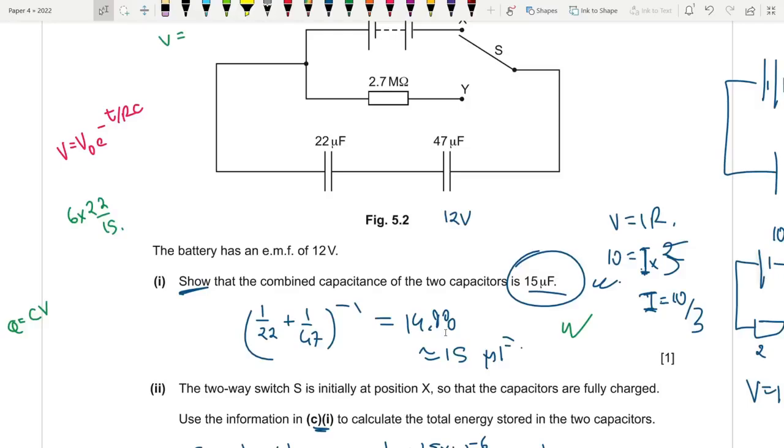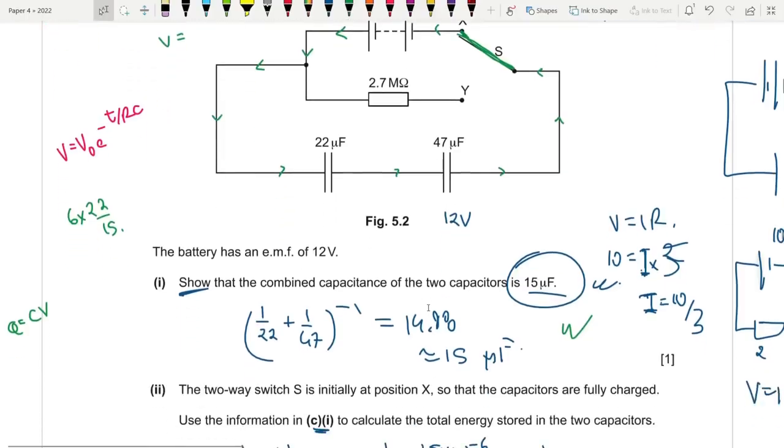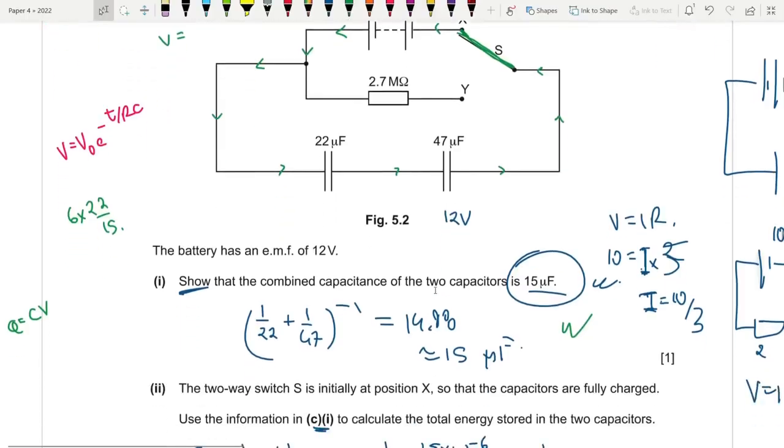So we have a two-way switch S, which is initially at position X, so that the capacitors are fully charged. Okay, so initially the switch is over here. So it's kept in such a way so that current is flowing like this, and the capacitors are fully charged up. Since it's a series circuit, the current will be the same, however the voltage will differ. Use information in C1 to calculate the total energy stored in the two capacitors.